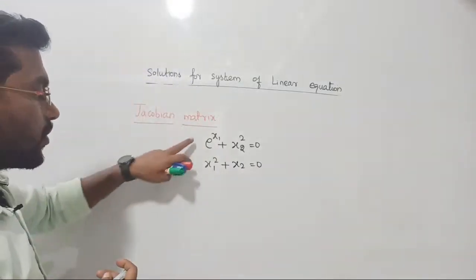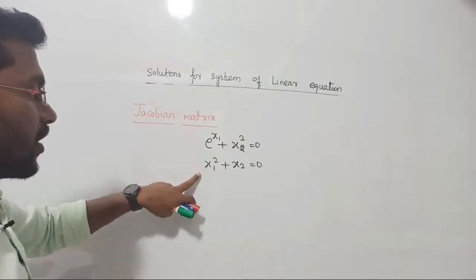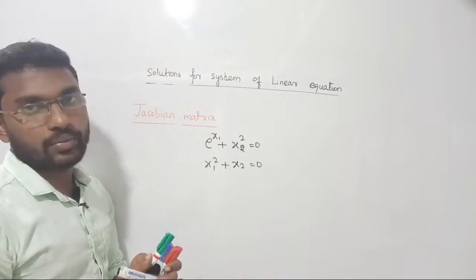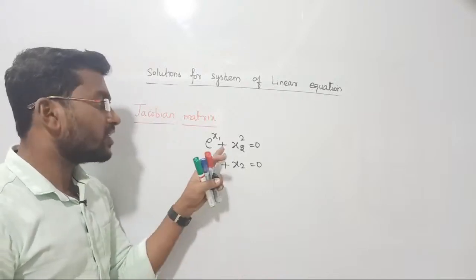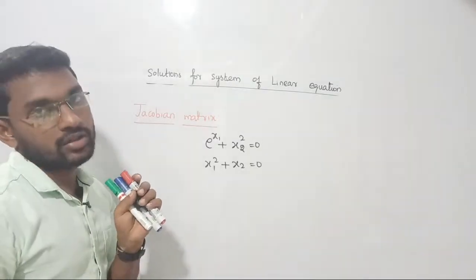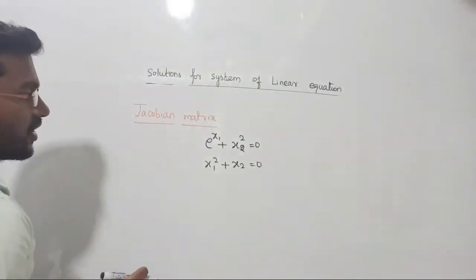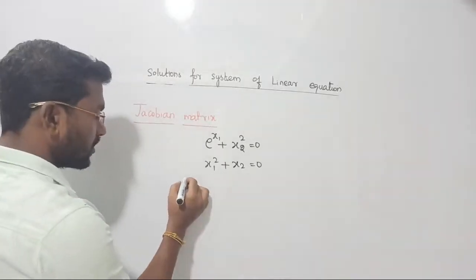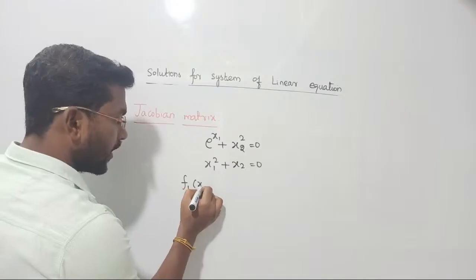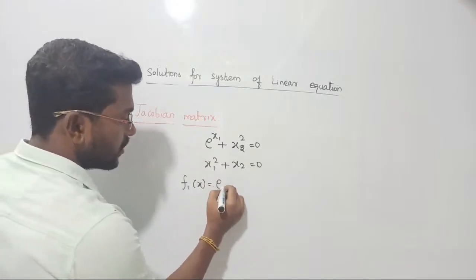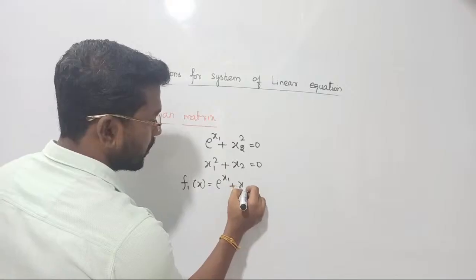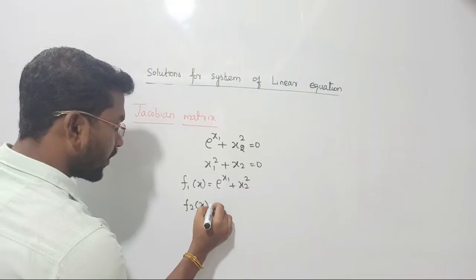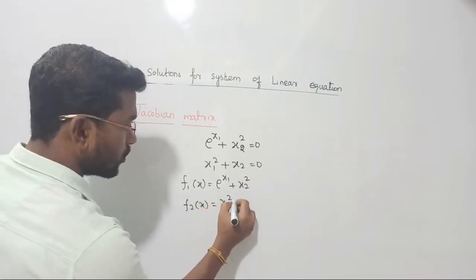Now for this type of nonlinear equations, can you solve them directly? Please tell me, how do we solve this one? That's not possible. We cannot solve this, right? But this type of equations can be solved with the help of Jacobian matrix, right? So let's proceed. Now the thing is they are given two functions. Do you all agree with me? First thing, this function can be written as f1 of x, that is e power x1 plus x2 square. Similarly, the second function, let me write f2 of x, right? This can be written as x1 square plus x2.